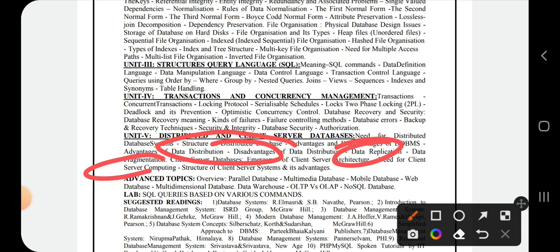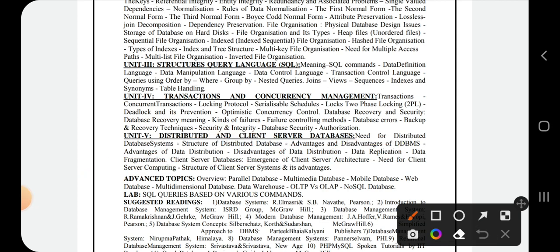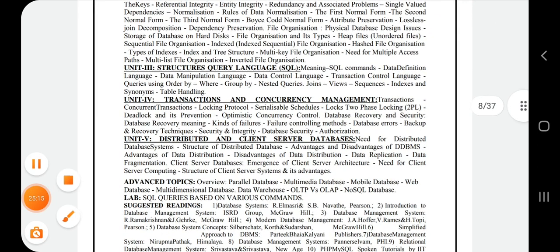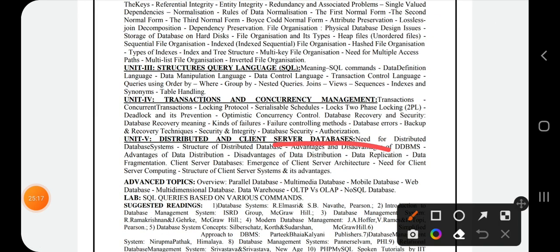And apart from that, in your 5th unit you could expect these questions: structure of DDBMS, database replication, data replication and data fragmentation. Apart from that, you can expect client and server architecture over here. They can ask you about the advantages and disadvantages of client and server architecture, and that's it.